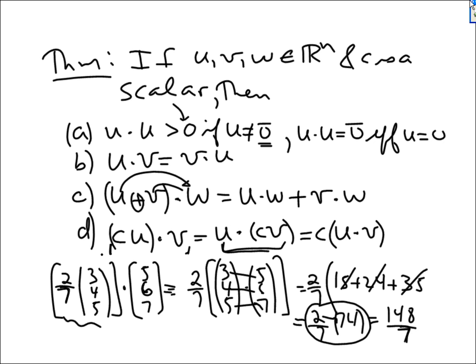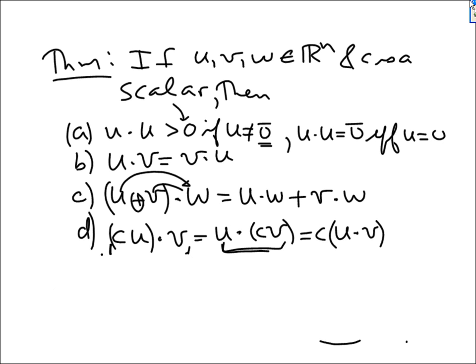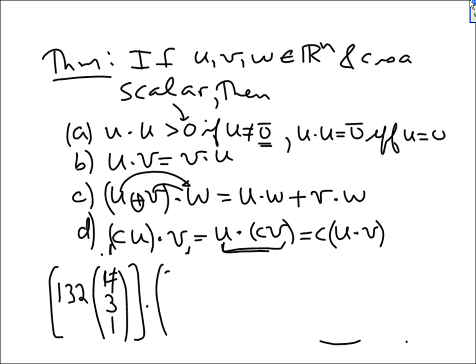Okay, one last thing. Why you would want to go from the first to the third. What if the absolute value of the scalar, and I don't care if it's positive or negative, is a very, very large number? And I'm not going to do this because I'm not going to know the products. But if you have 132 times 4, 3, 2, and you want to dot this with 3, 1, 1.